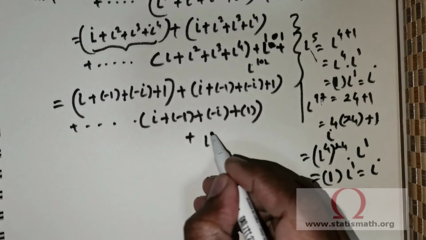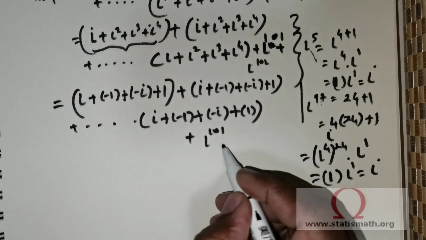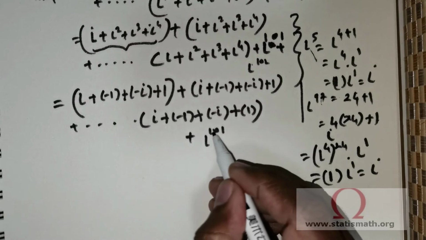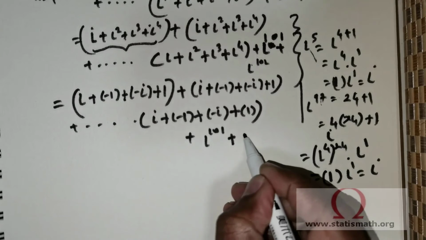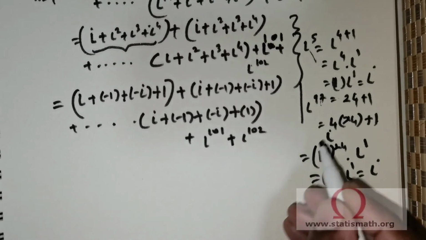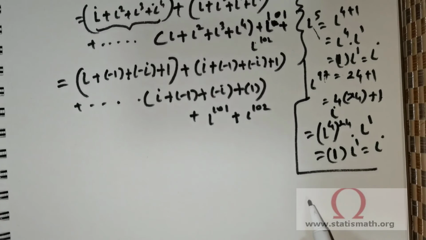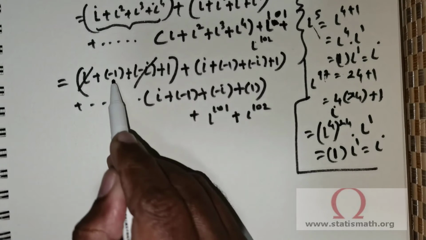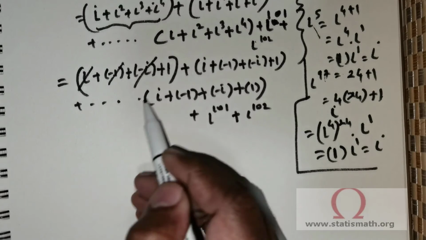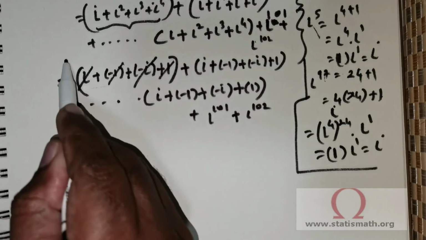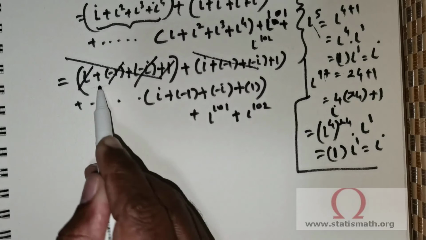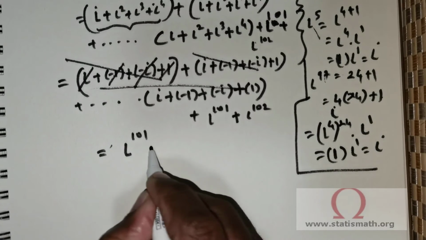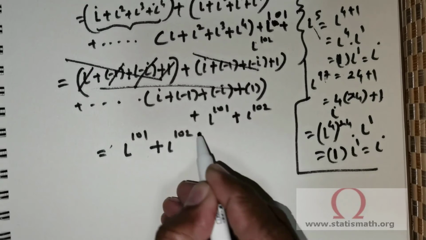Now 101, okay, I will reserve the simplification to the final part of the solution. So this is just going to be i raised to the power 101 positive i raised to the power 102. So this is what we have got. Now clearly i positive can be cancelled with negative i, and positive 1 can be cancelled with negative 1. So this is going to be 0. All these terms are going to vanish, so we are left with i raised to the power 101 positive i raised to the power 102.